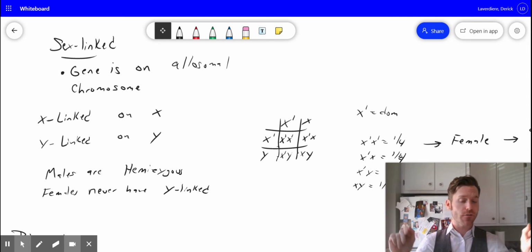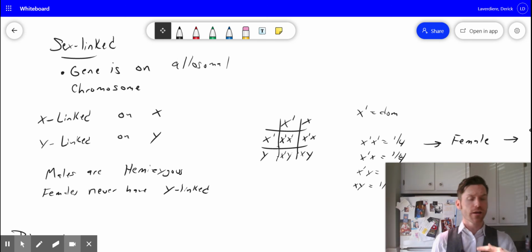Females never have any Ys, so they are not anything. There's no description for them. They're not Y-linked. They are always going to be homozygous or heterozygous for X-linked traits, right? They'll have 2 copies of their X.